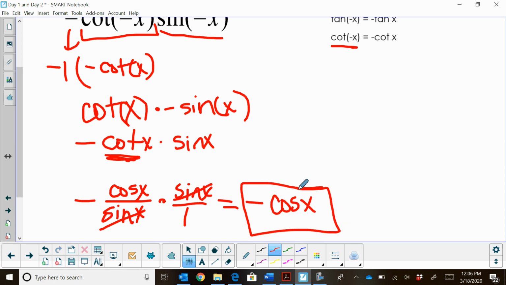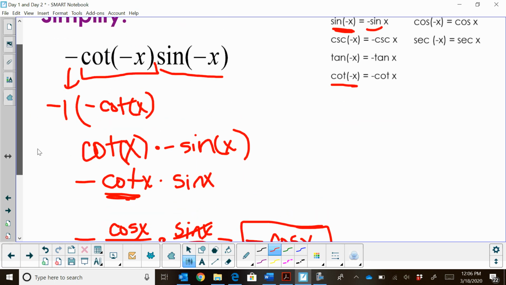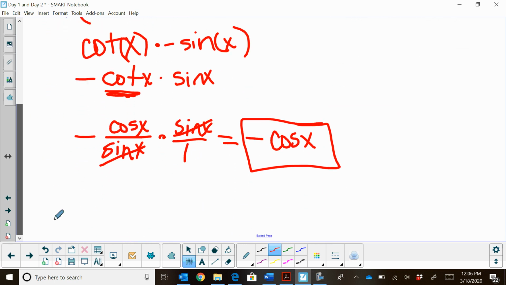There's our final answer. Now, some of you guys are going to want to shortcut and not write every step. You need to show every single step to show you're using correct substitution or you're simplifying these odd even functions correctly. You want to show every single step. And boom, I'm done. It's simplified.